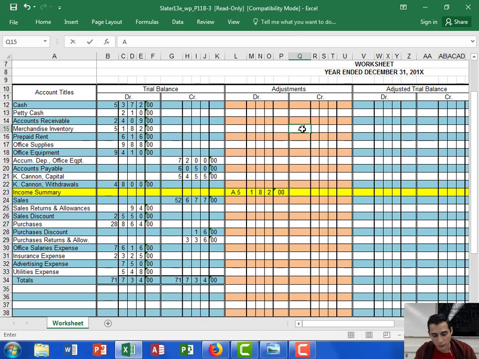Now you're probably wondering why you're seeing income summary inside the worksheet. Now the reason why it's in there is only because it helps balance out the worksheet itself and to show the adjustment of merchandise inventory for this chapter.